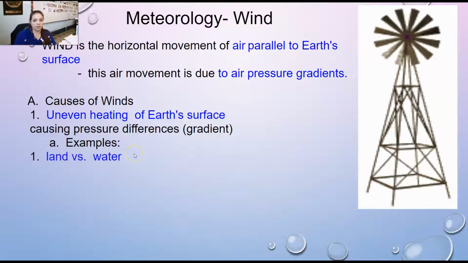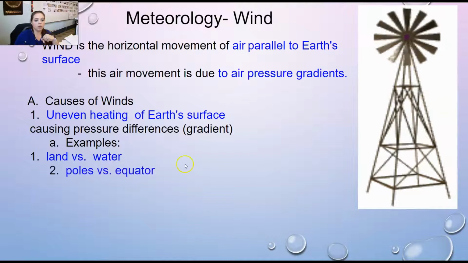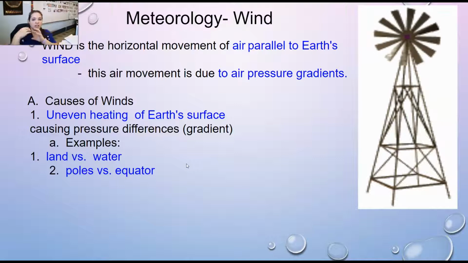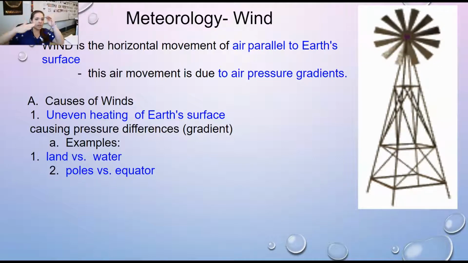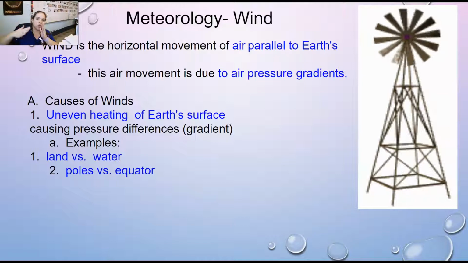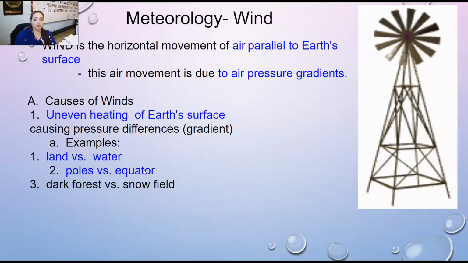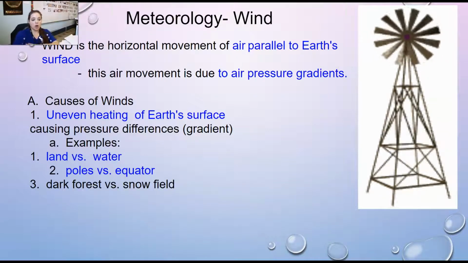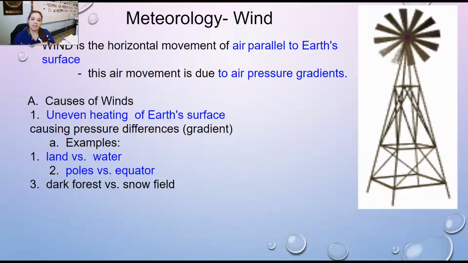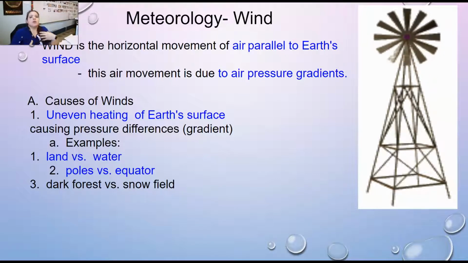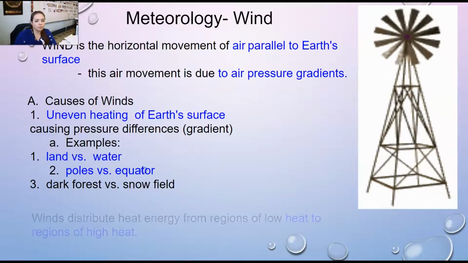For example, land versus water. You saw that land heats up faster than water. Poles versus the equator. The equator gets hit head on, so it gets a lot of heat, whereas the poles get a really angled, long angle, so they don't get that direct spotlight type heat. A dark forest versus a snowfield. We talked about this before. If it's darker, it's going to heat faster. Remember that dark tank top? You're going to get really hot in that, as opposed to a white tank top if you're out in the summer.